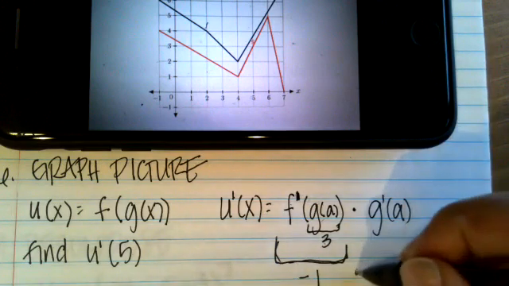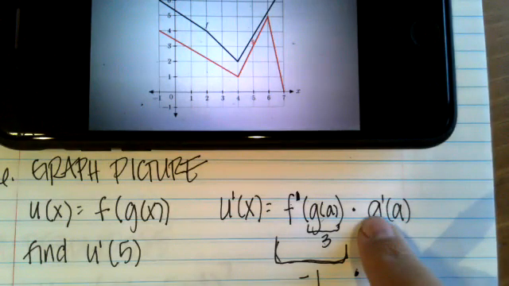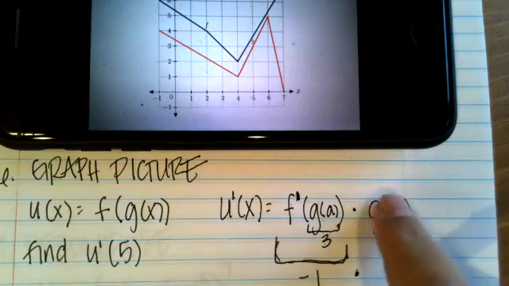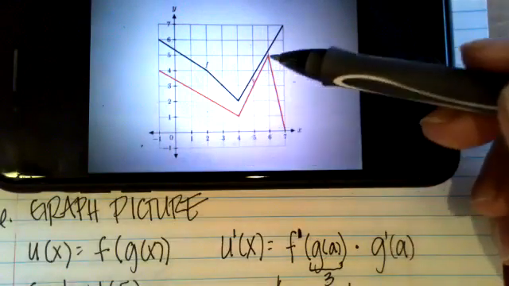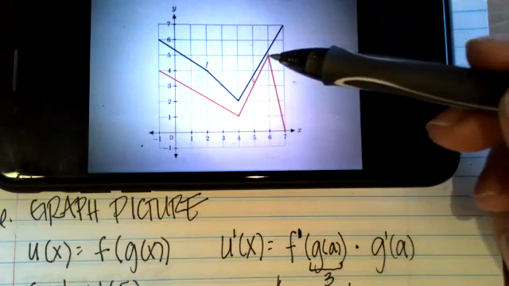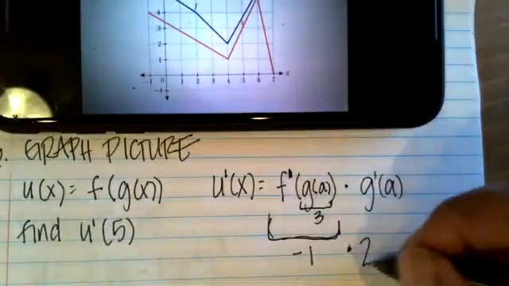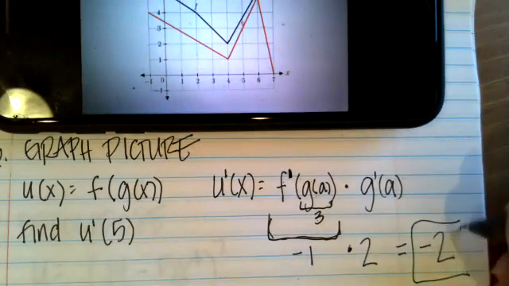Okay, and then I'm going to multiply that by the slope of the red line at, we're going back to a, so that's 5. The slope of the red line at 5. Well, let's look. That looks like a +2 to me. Rise 2, run 1, right? And so I'm saying that that's a 2, and -1 times 2, I would type -2 in for my final answer.